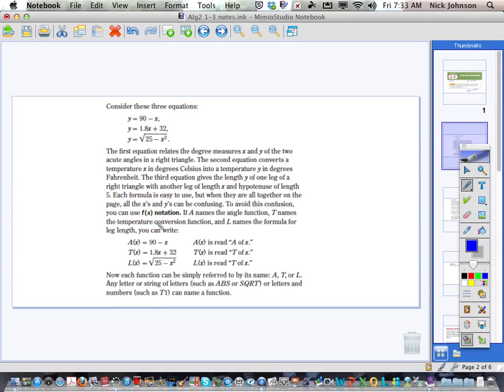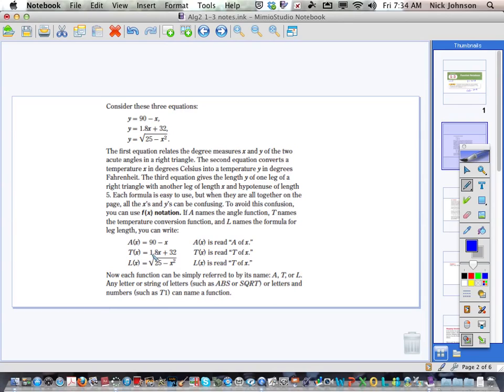Each formula is easy to use, but when they are all together on the page, all the x's and y's can be confusing. Yes, they can. So, to avoid the confusion, you can use f of x notation. If a names the angle function, t names the temperature conversion function, and L names the formula for leg length, you can write a of x is equal to 90 minus x. So now you know that's the angle function.